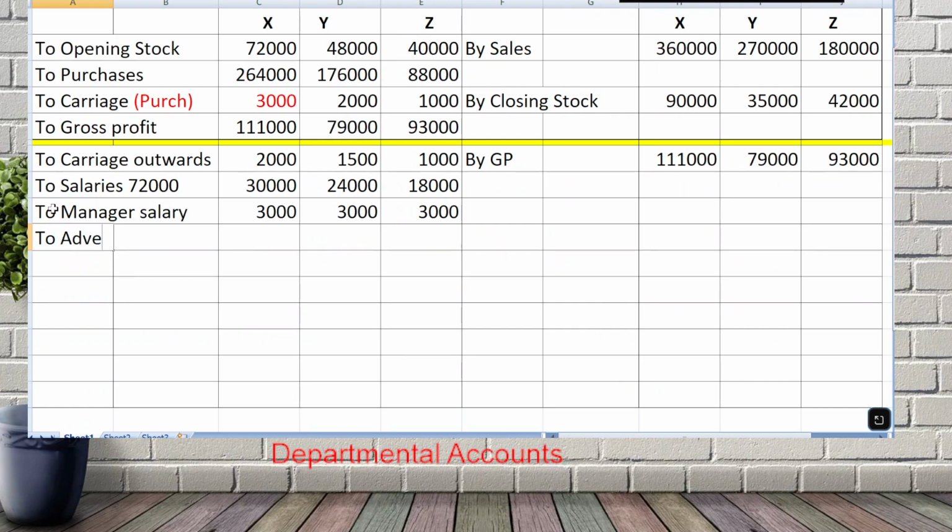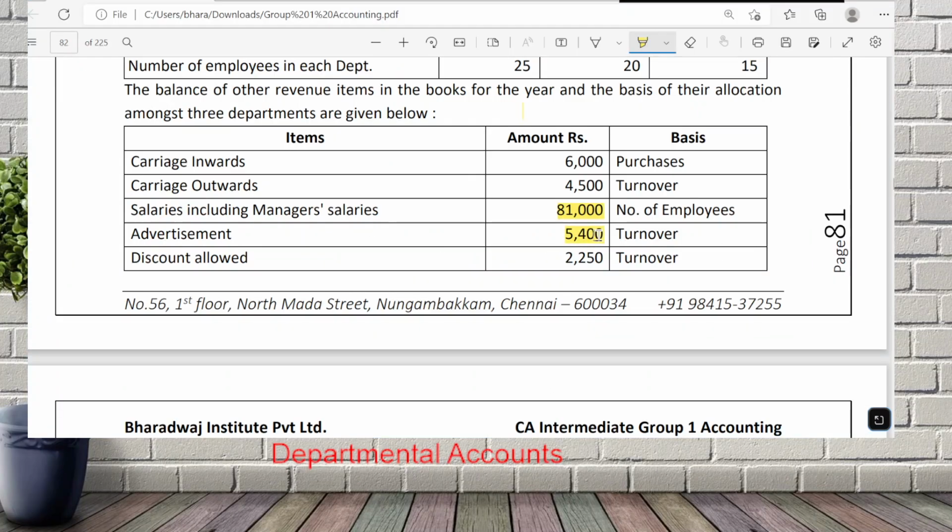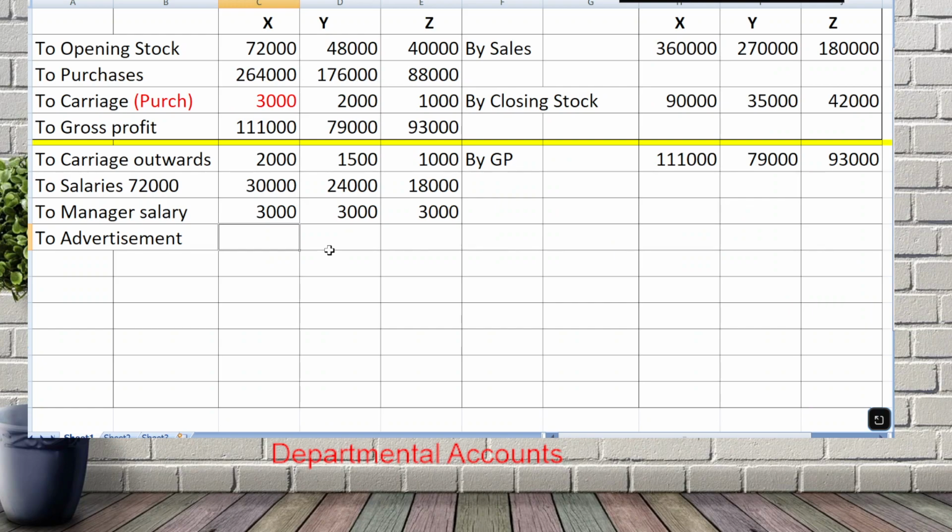Then advertisement based on turnover, 36, 27, 18, which is 4 is to 3 is to 2 ratio. Advertisement 5,400 based on turnover: 2,400 and 1,800. Then discount allowed, based on turnover. Same 4 is to 3 is to 2 ratio.